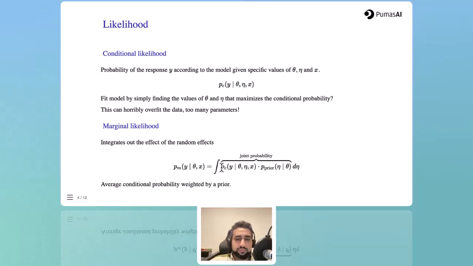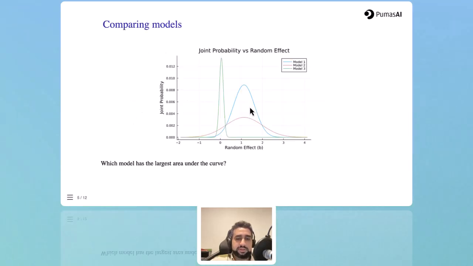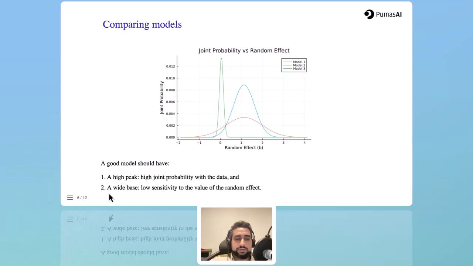And so maybe more importantly, the conditional likelihood for a specific value of eta also has to be quite high. So we want a model that has a high peak, but also we want a model that has a wider base, and that makes it less sensitive to the value of the random effect. And again, that's a typical phenomenon, or a typical symptom, of a healthy model, one that's perhaps not overfitted to the data.